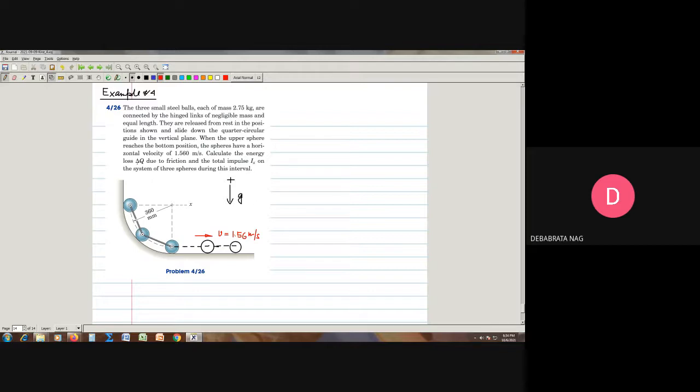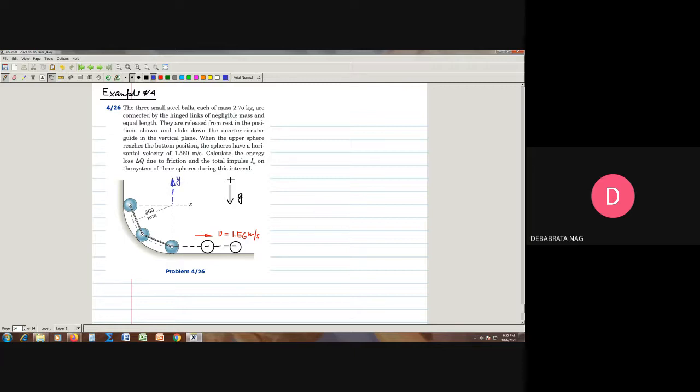Calculate the energy loss delta Q due to friction and the total impulse Ix on the system of the 3 spheres during this travel. Let us assume this direction as our x direction and we call the other as our y axis. So x and y axes are shown in this manner.